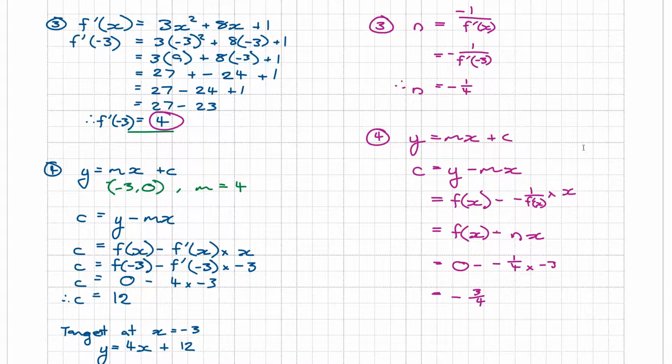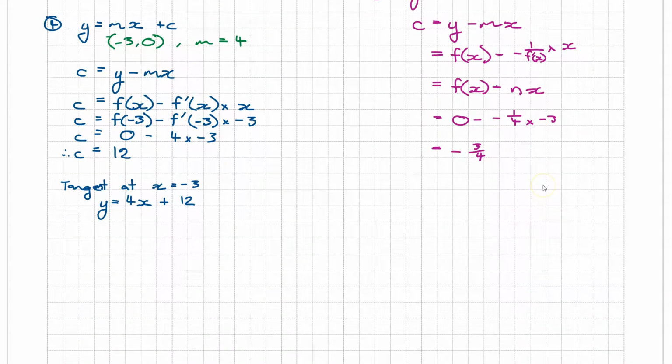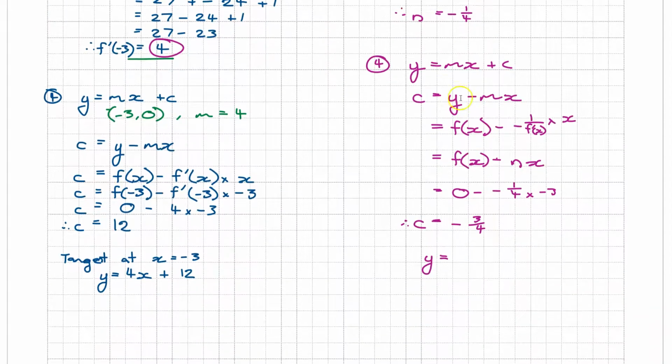So in this case, the normal to the function at x = -3 is equal to y = -3/4 x. No, I've done that wrong. It's going to be y = -1/4 x - 3/4, like so.